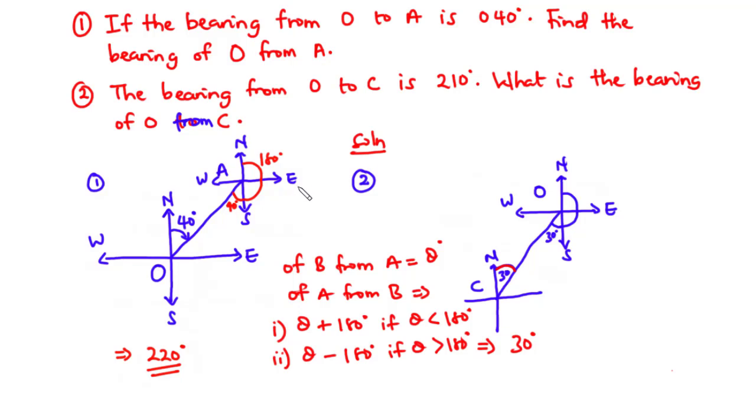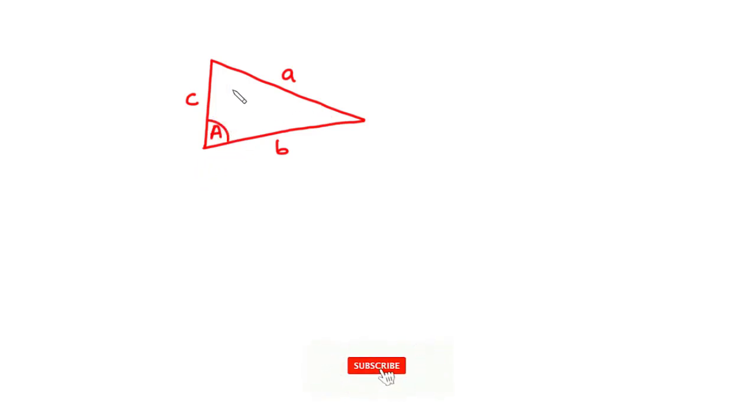Now let's talk about the sine rule and the cosine rule and how to use them to find the bearing of a point from another point and the distance between 2 points. So given a triangle with sides a, b, and c, and then this triangle has angles capital A, capital B, and capital C.